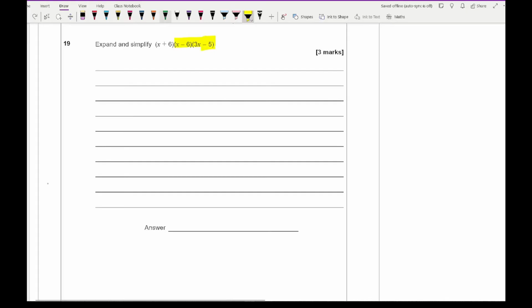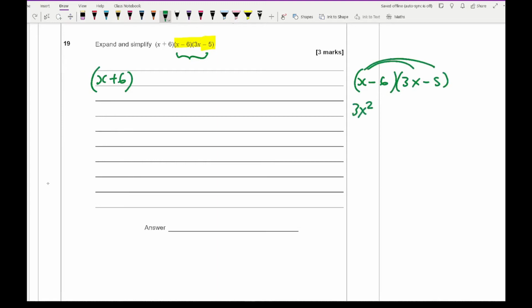So I'm going to start by expanding these two brackets first. If I write x plus 6, and if I expand this out, let me just do it on the side so you can see my full working out. So here I've got 3x squared minus 5x minus 18x plus 30. And if I join that all together, I get 3x squared minus 23x plus 30.